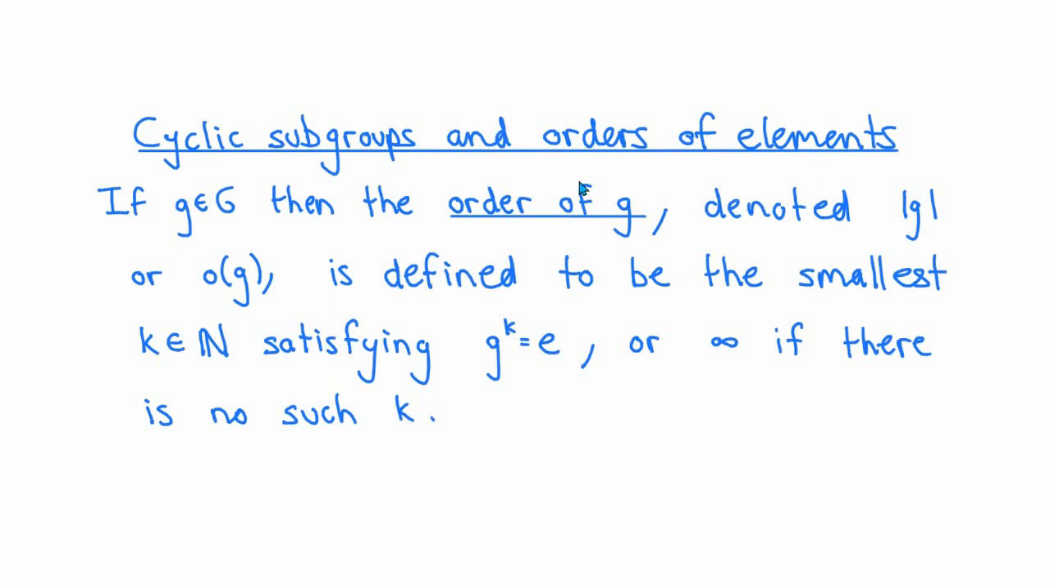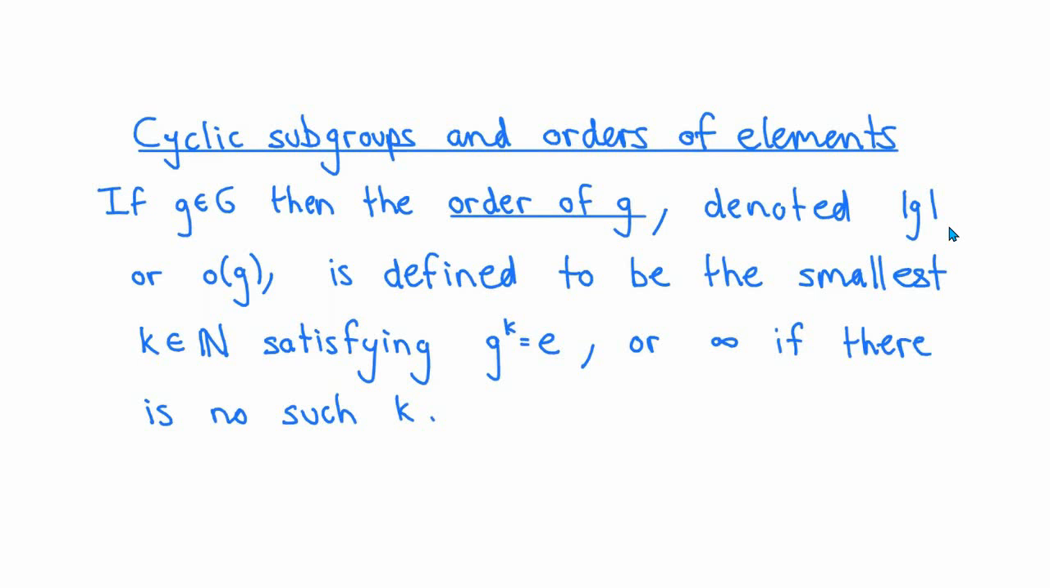Now I want to talk a little more about cyclic subgroups, which remember are subgroups generated by a single element of a group. First of all, let's start with this definition. If g is an element of a group G, then the order of the element g is defined to be the smallest natural number k with the property that g to the k is the identity element, or infinity if no such natural number exists. Two common notations for the order of an element g are to write either absolute value of g or little o of g.